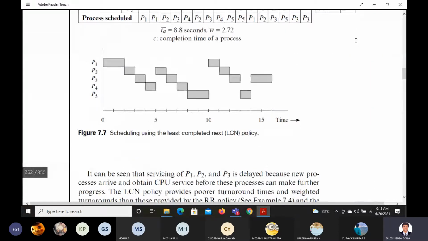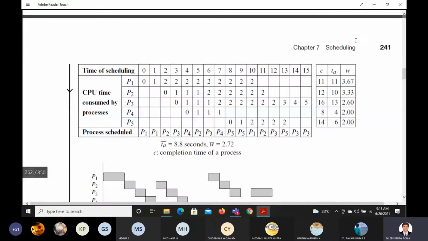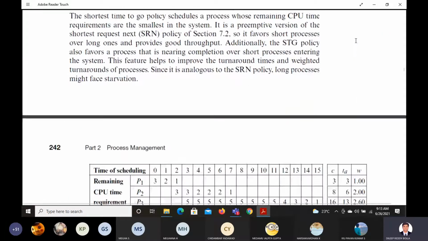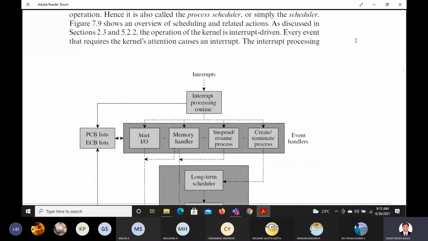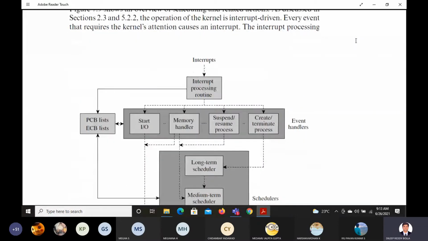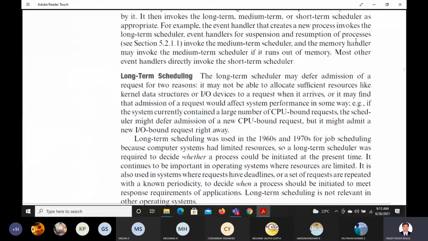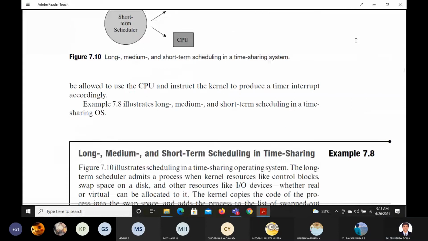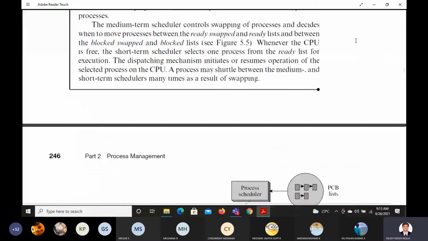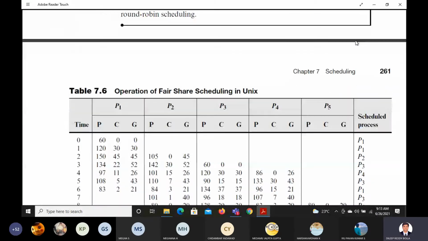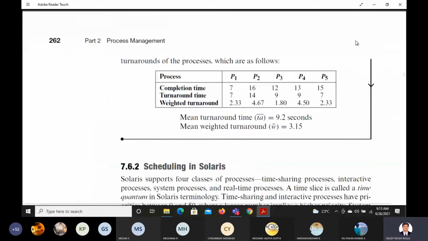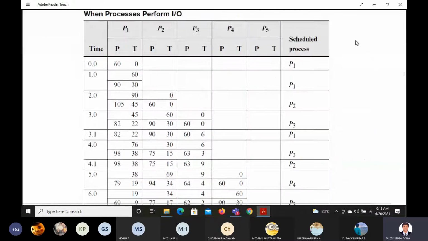About LCN, the same input they have taken for all the problems, the LCN problem they have explained. This was not required. And then we go on to 7.6.1. 7.4.2 to 7.6.1, let us go. Yeah, 7.6.1 here.